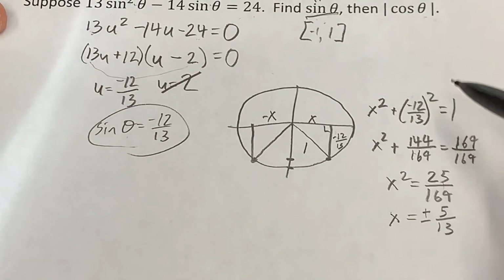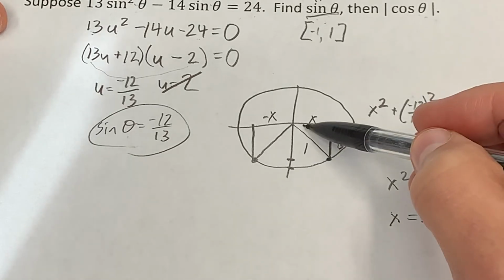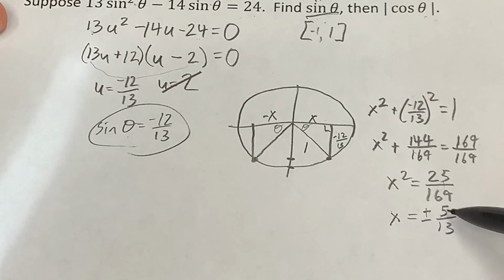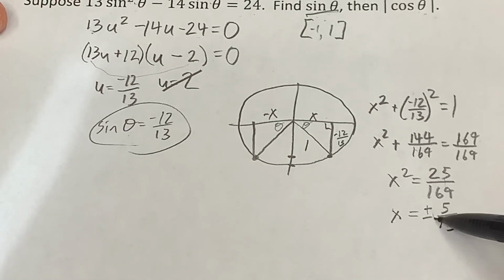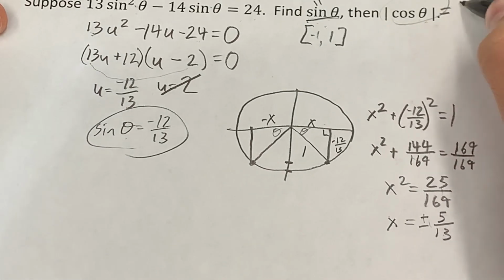So what is cosine? Well, cosine is the x-coordinate. Cosine of theta, I don't actually know whether this is theta or this is theta. So my answer could be cosine of theta is plus 5 thirteenths or minus 5 thirteenths. That's why they ask about this. This piece, the magnitude, is going to be 5 thirteenths.